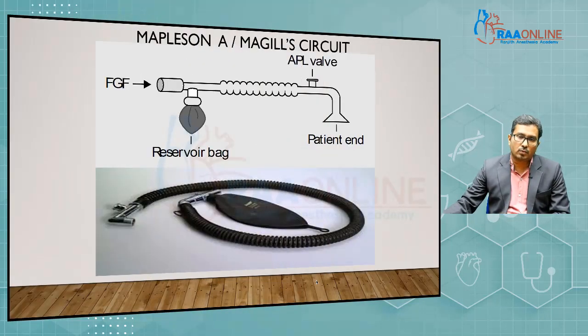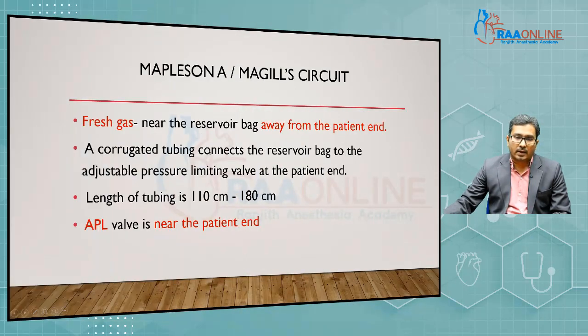So now we will move on to the circuits one by one. This is the pictorial representation of the Mapleson A circuit, also called the Magill circuit. You can see here the fresh gas flow is at the machine end, and there is a reservoir bag, the corrugated tube, and the APL valve near the patient end. The corrugated tube should be a length of 110 to 180 centimeters, so that it can accommodate at least one tidal volume of the patient for effective functioning of the circuit.